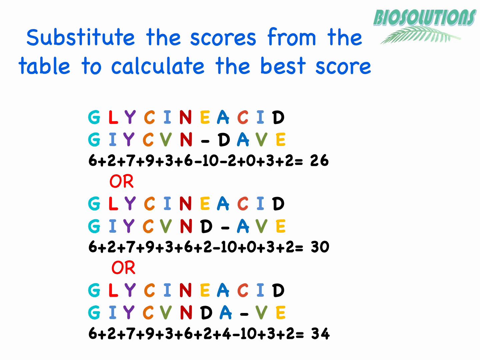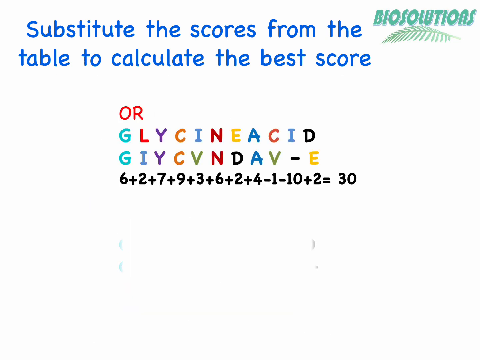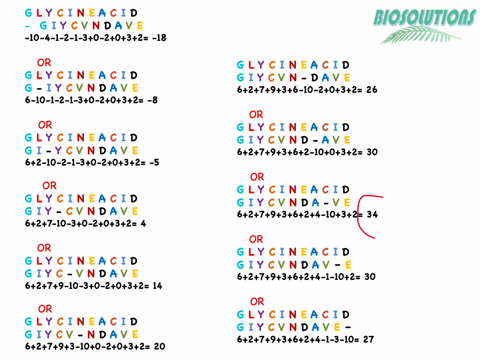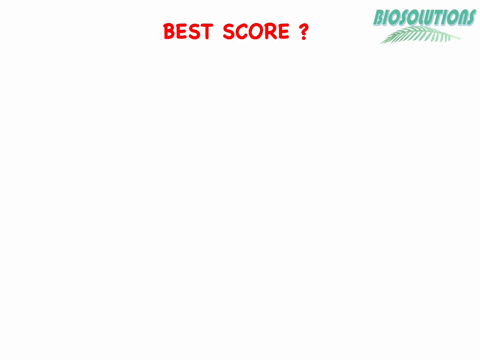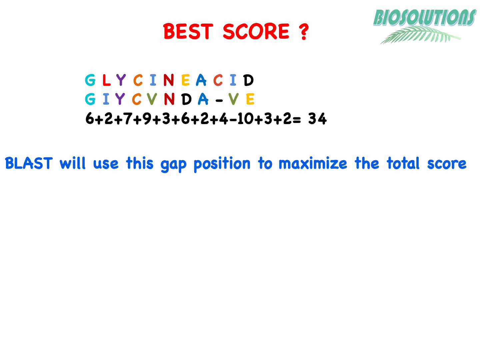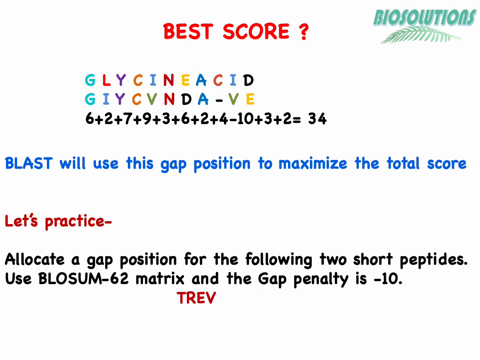Now we look for the best score, which is the highest score amongst all. So we can see that 34 is the highest score. This means this possibility represents the best alignment option and the correct gap position. This is the best alignment which represents the most likely gap position in this protein-to-protein alignment. If you understood the concept, please practice this question and match your answer with my answer.